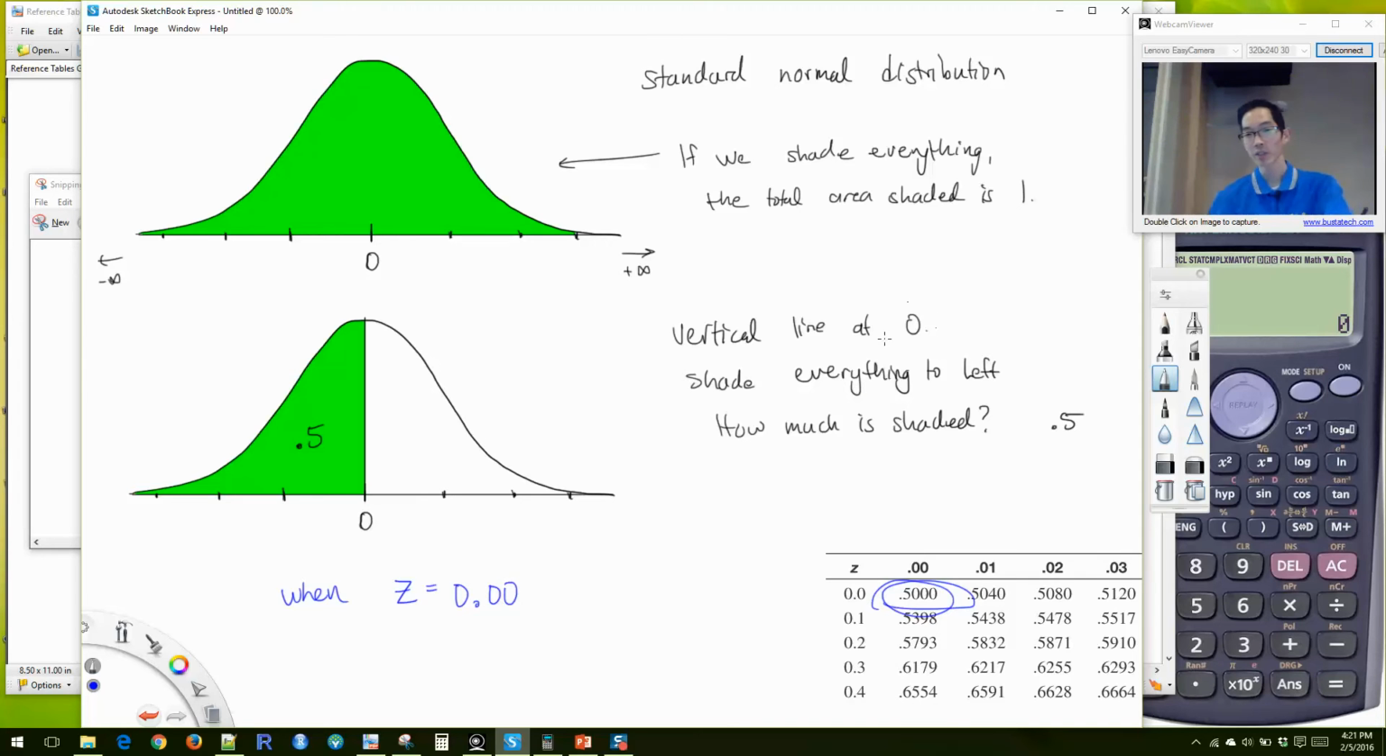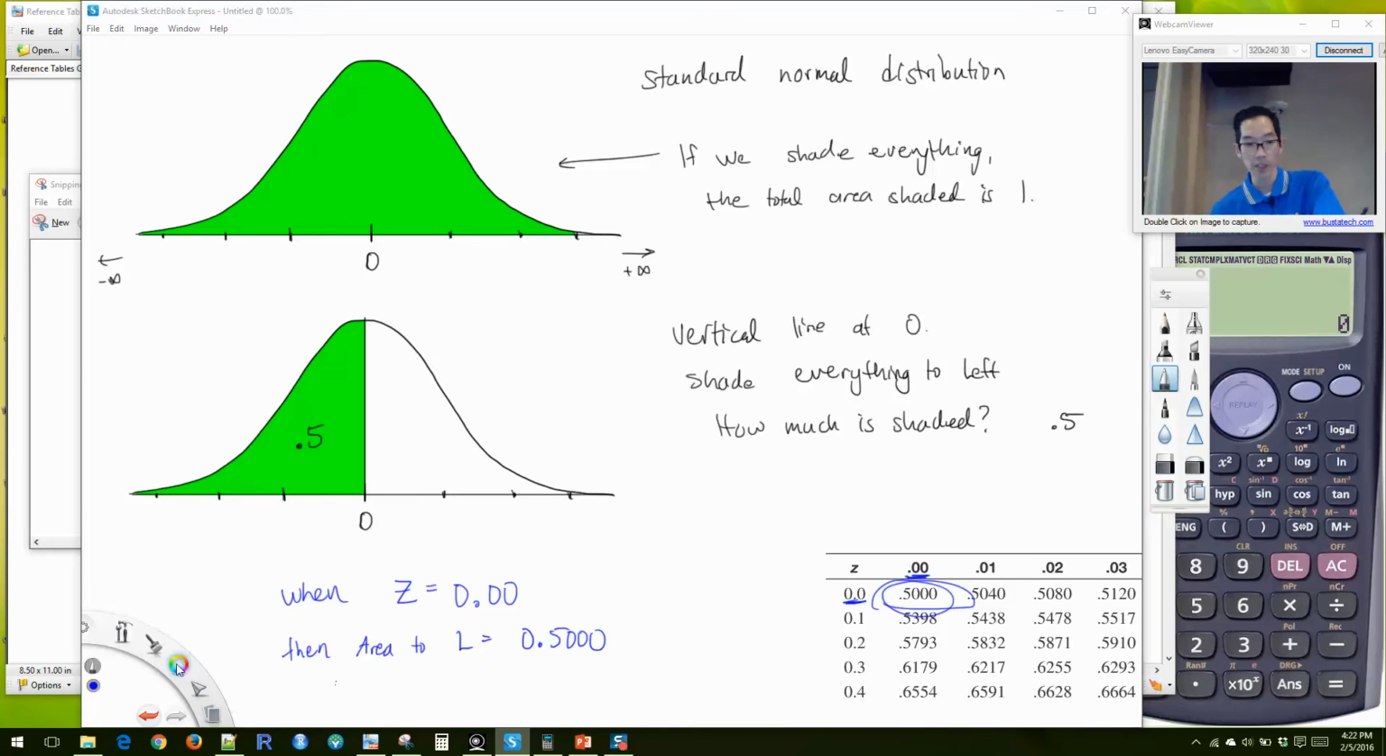So vertical line at 0, that's the same as 0.00, and we know it's 0.00 because it's the intersection of 0.0 and the column 0.00. When z is at 0.0, then the area to the left is equal to 0.5000. That's what this says here. Okay. So the table always gives the area to the left.